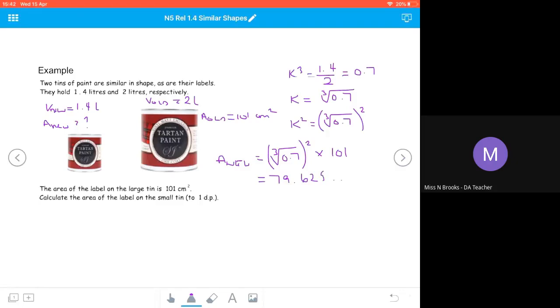And that gives us a value of 79.625 and so on. Now, the rounding in this question says to one decimal place. So we've got 79 point, and then we need to decide what to do with the 6. There's a 2 after it, so we're going to leave it as a 6. And our units are centimetres squared to one decimal place.